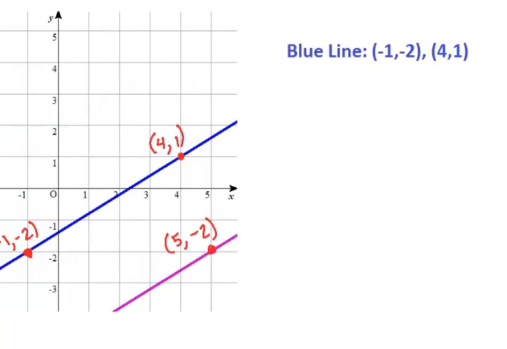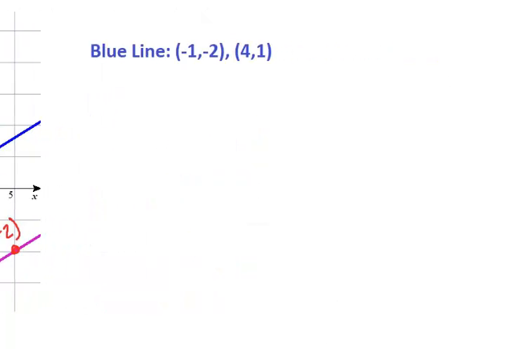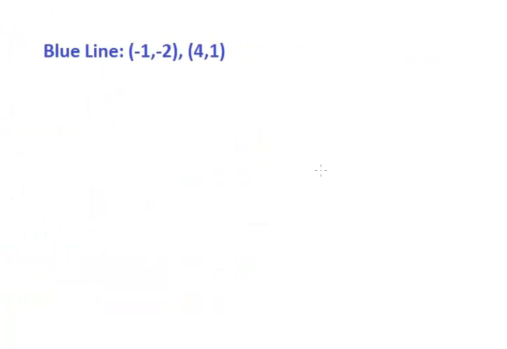So let's go back with the blue line. What do we know about the blue line? Well, it passes by minus 1, minus 2, and it also passes by 4, 1. So with those 2 points, we can find m. We can find the slope of the blue line.